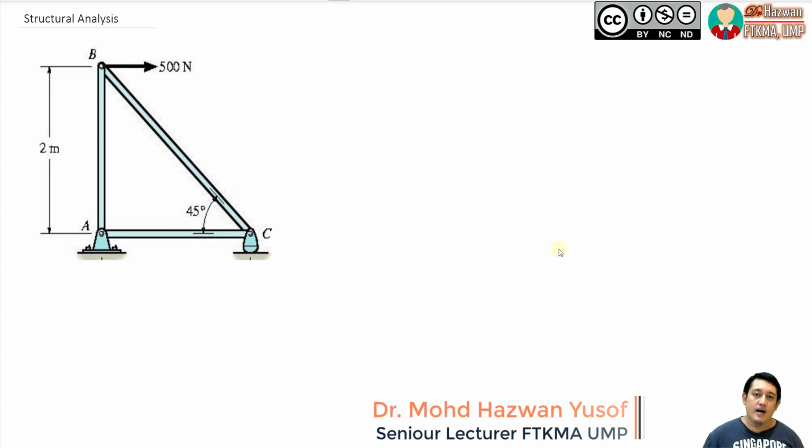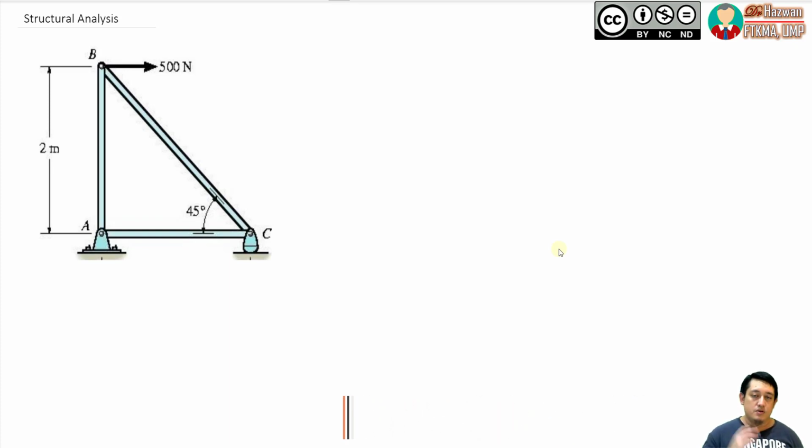Okay, so today we are going to learn a new topic which is structural analysis. In this chapter we are going to calculate or determine the force inside a member. What is a member? Before I proceed, what is a member? Let's look at this figure first.